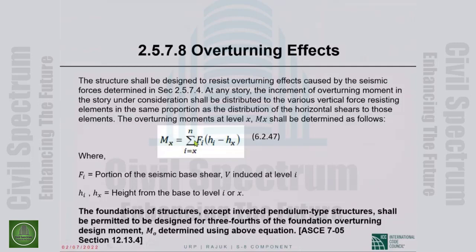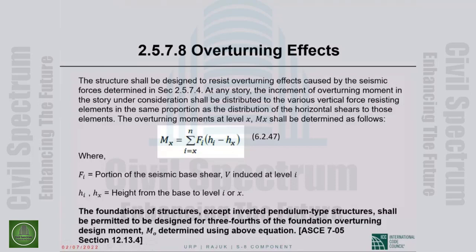Overturning moment is simply the forces at the various floor levels multiplied by their height. If we are looking at overturning moment at the base, the overturning moments are the forces at the various floor levels multiplied by their heights above the base, as simple as that.